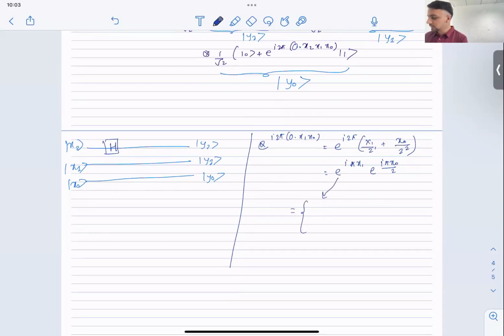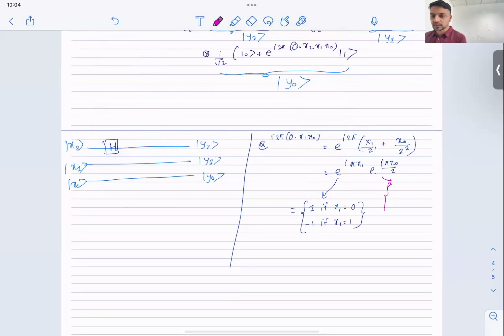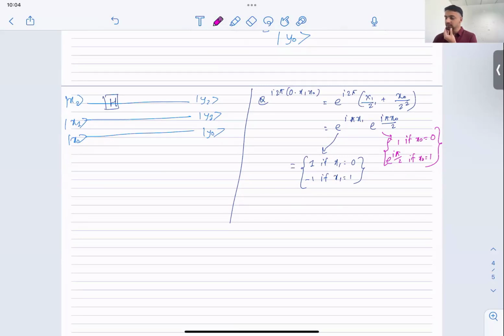So the first one will be 1 if x1 is 0, and then -1, which is Euler's identity, right? If it's 1. And then similarly, let me use a different color. This will be 1 if x0 is 0, and then this will be e to the i pi over 2 if x0 is 1. Okay. Now we have a condition where we have different answers depending on what x0 and x1 is, right? So again, if you look at this, it takes you to state 1 if its input is 0, and it takes you to the state -1 if the input is 1.